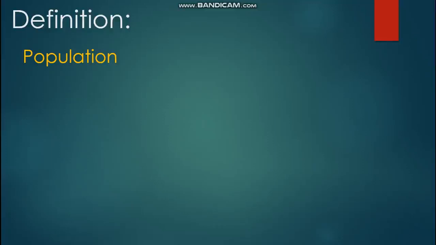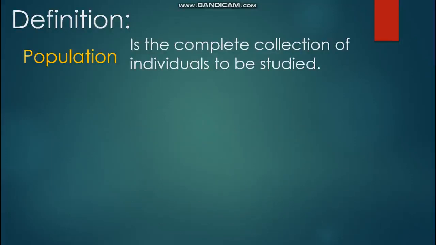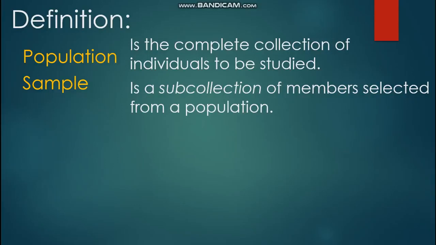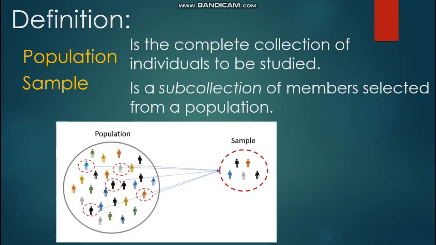We have population. It is the complete collection of individuals to be studied. Okay? This means any selection of individuals grouped together that have a common feature, we call it a population. So when we say sample, it is a sub-collection of members selected from a population. In other words, sample is a subset of a population, or a significant portion of our population, just like in the image on the screen.